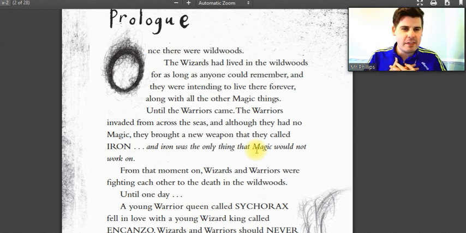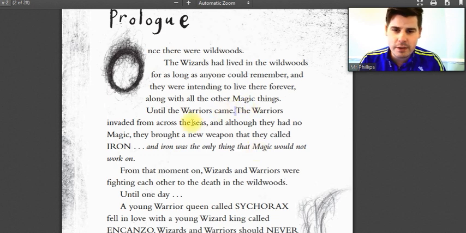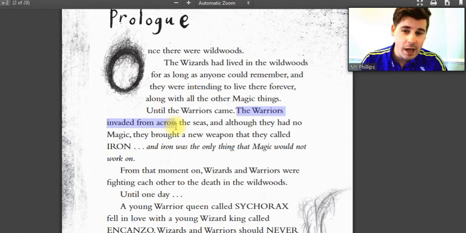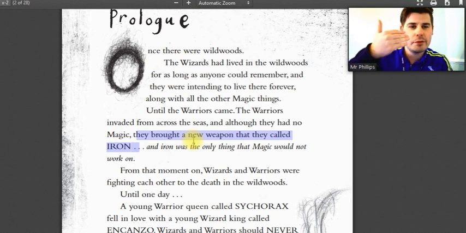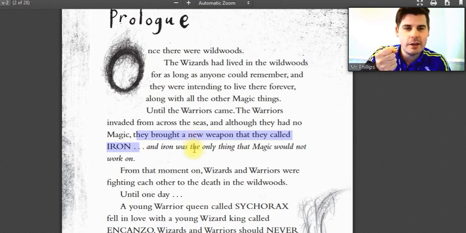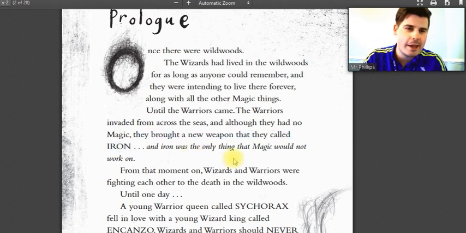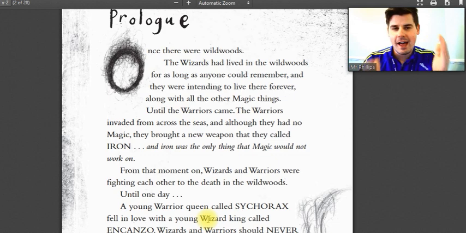So why do you think they began fighting? It didn't say this happened, therefore they are fighting. It kind of just drops a few hints in. Well, there's kind of 2 options there, isn't there, really? Number 1 is the fact that the Warriors invaded. So the Warriors came from across the sea and took over the Wizards' land. That could be a reason why they started fighting. And also, you could also have the fact that they had weapons that magic didn't work on, which made them a threat to the Wizards. Because they had iron, which the Wizards couldn't use magic on, they were suddenly a massive threat to the Wizards. So you can have either of those answers.